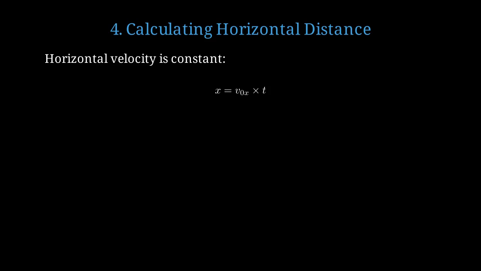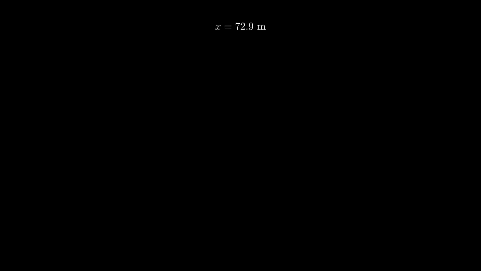Now we can find the horizontal distance traveled. Remember, the horizontal velocity remains constant throughout the flight. The horizontal distance equals horizontal velocity times time. That's 15.32 meters per second times 4.76 seconds, which gives us 72.9 meters.